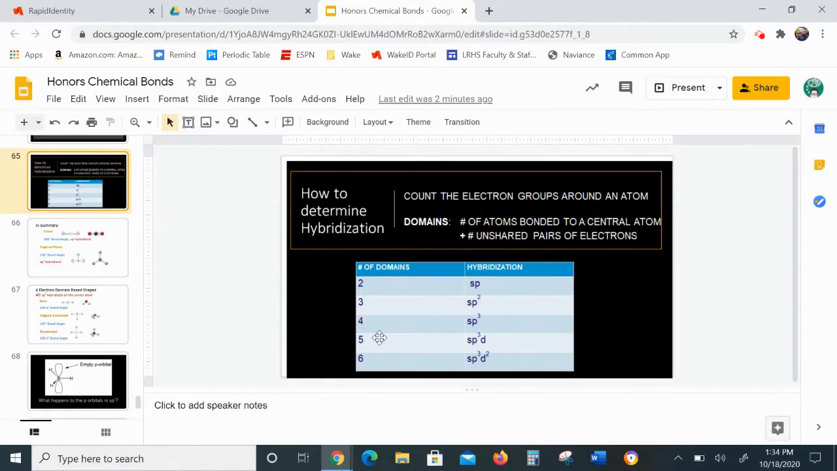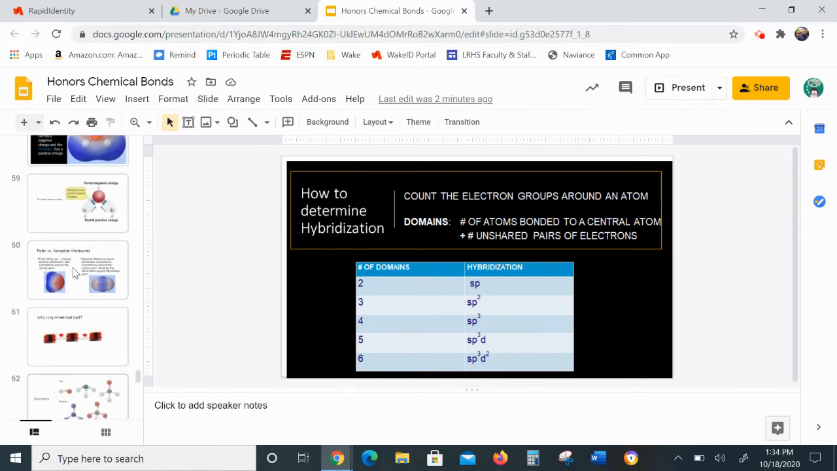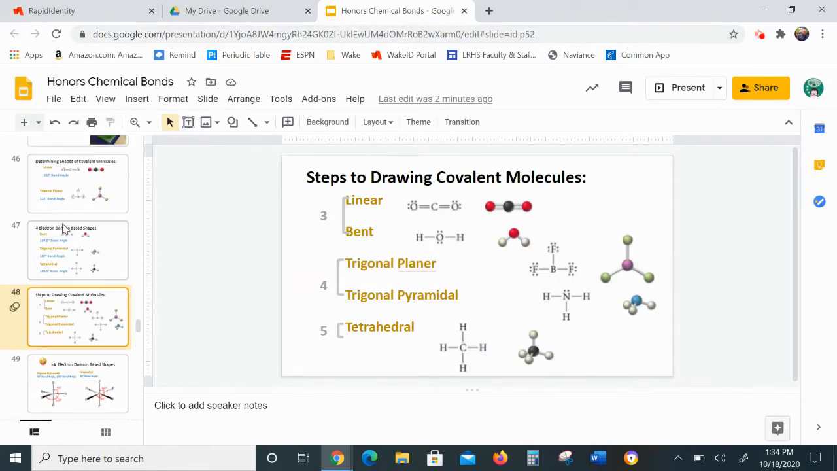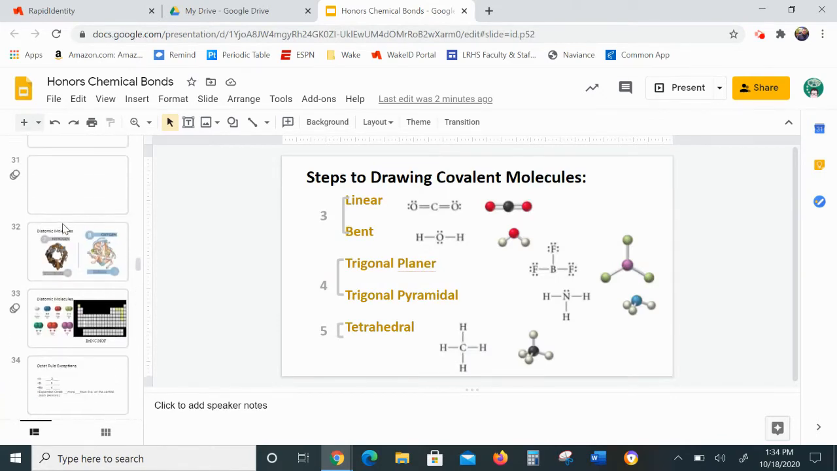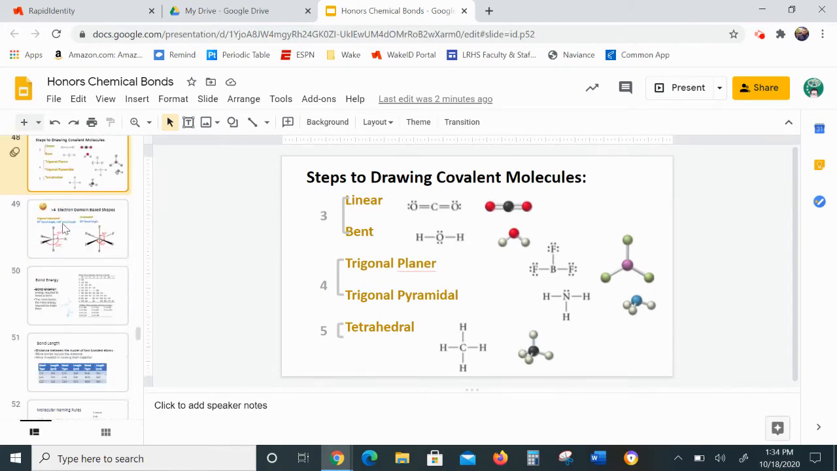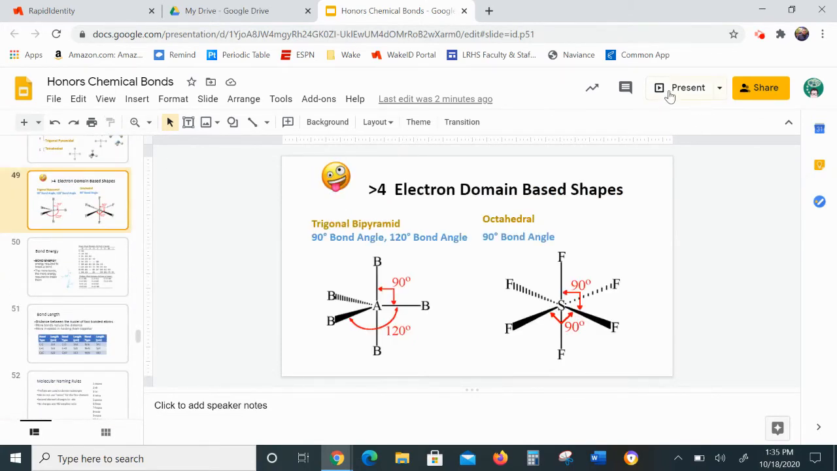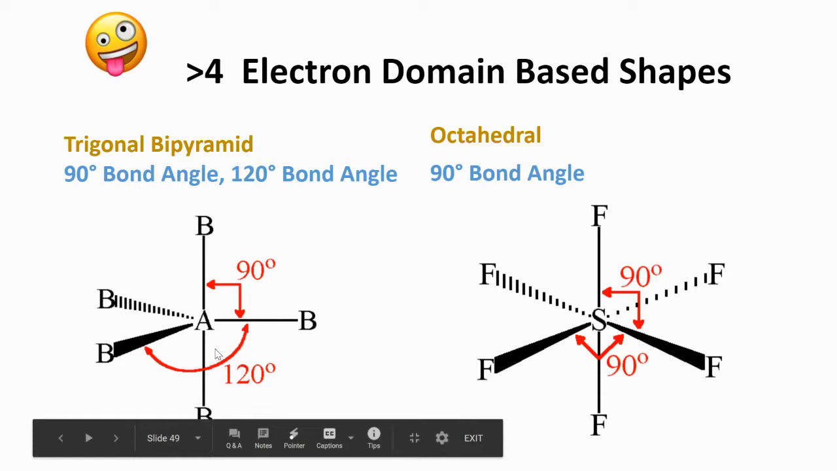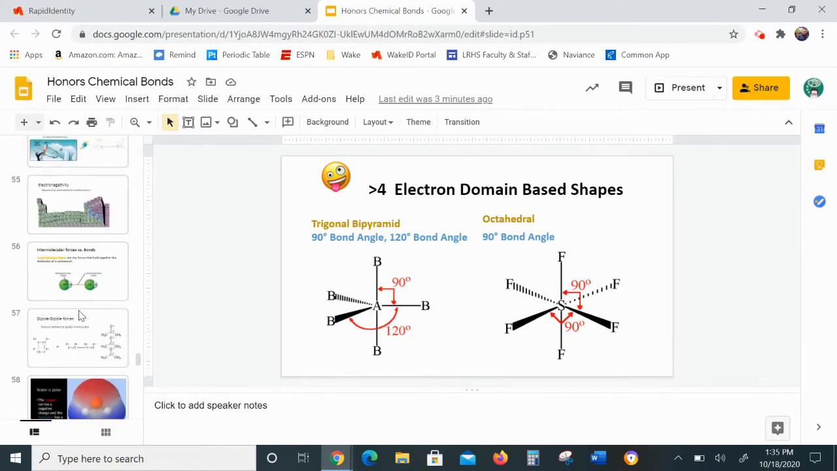And then, whoops, I thought there was the next one. So then, if it has five electron domains around it, this should be better organized, which it will be. If you have five electron domains, like the crazy shapes, where are the crazy shapes? Here, these two. Okay. So trigonal bipyramid would be sp3d hybridized, and six electron domains around the center atom, so something that's octahedral, would be sp3d2. So that's all you need to know.